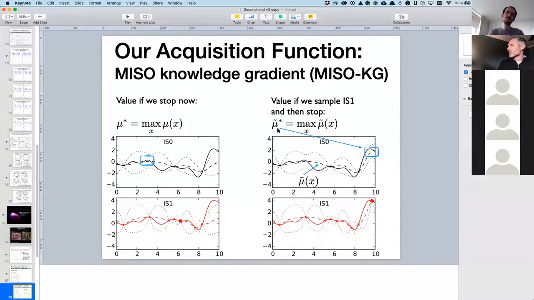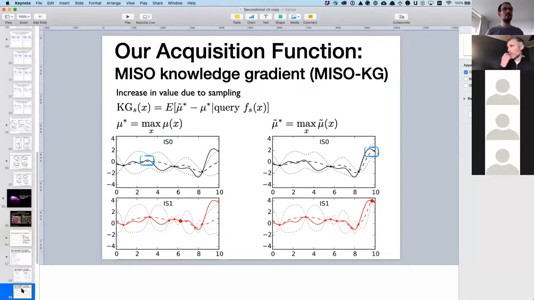And I changed notation a little bit here. This is basically mu star plus, the height of the maximum of the posterior mean that results from that evaluation, right? And so then we would average the difference between this quantity and this quantity over different realizations for what we might see evaluating at this point. And that would tell us the usefulness of evaluating information source one at like 9.5. Okay. So that's the knowledge gradient value. And then we would find the information source and the point that maximizes that quantity.